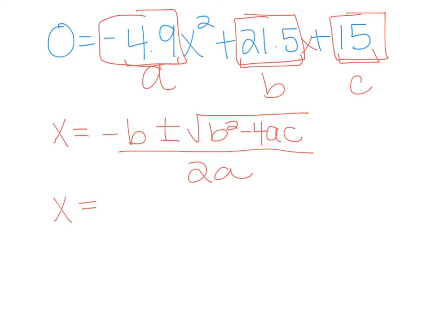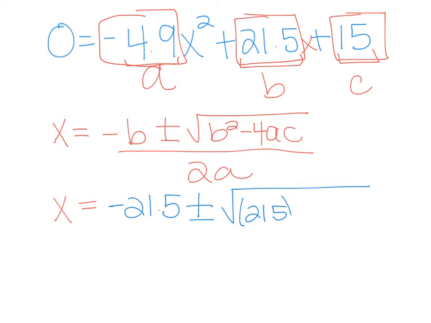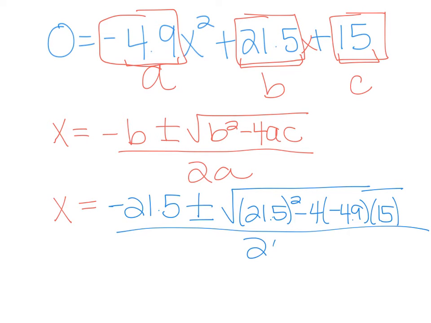So if I am going to take the opposite of b, we get -21.5 plus or minus the square root of 21.5 squared minus 4 times -4.9 times 15, all over 2 times negative 4.9. And what we're going to look at then is simplifying underneath our square root.